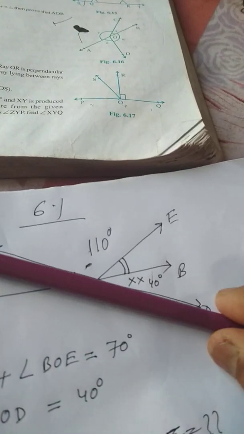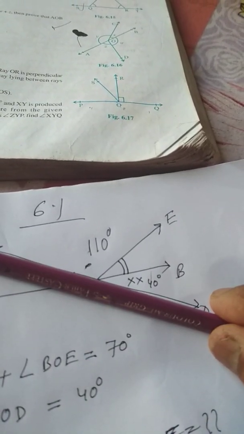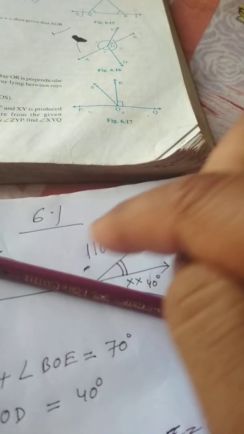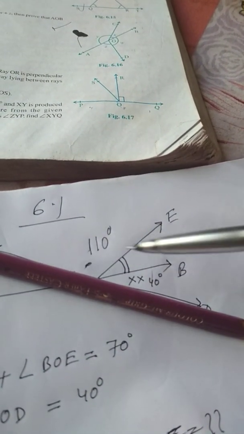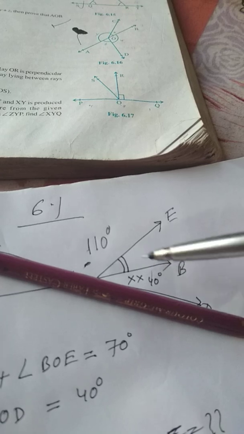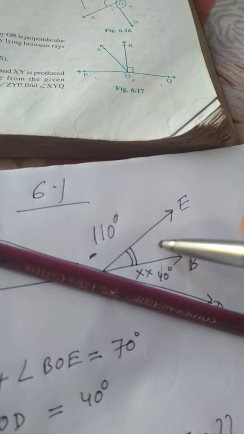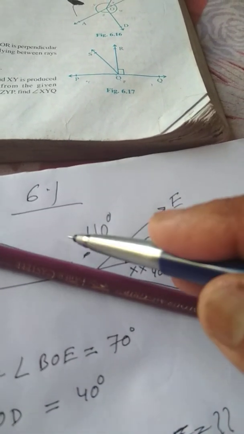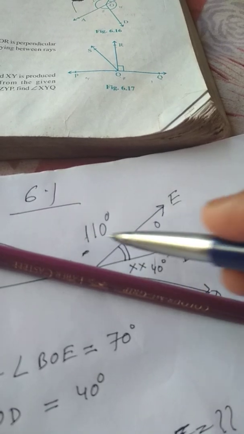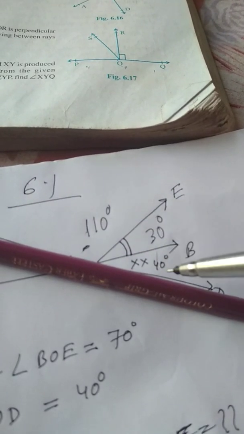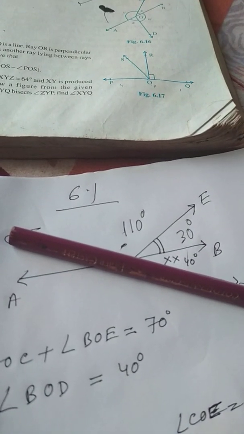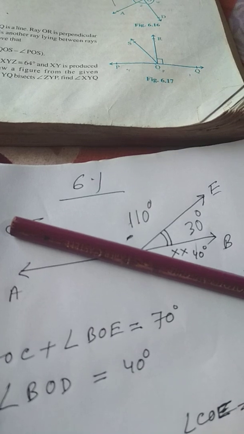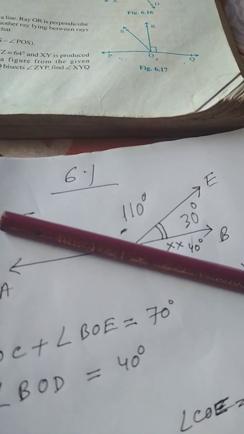Now, in this figure, the whole angle is 180 degrees. This is 110, this is 40. So 110 plus 40 is 150. So what will be the value of this angle? It will obviously be 30, because all the angles sum to 180. This is 110, this is 40, so 150. So it will be 30. Again, you have to write in the same manner. Now you have to finish the sums of 6.1.